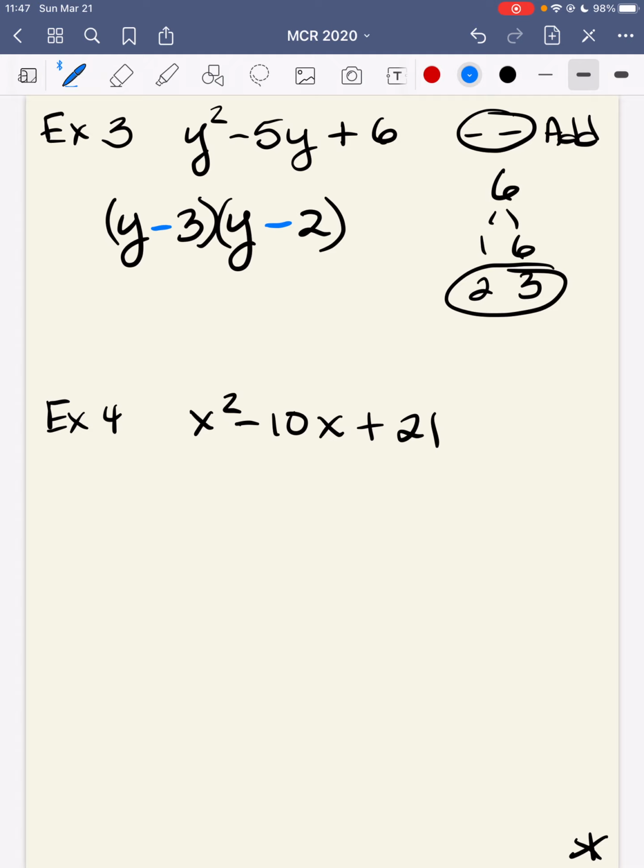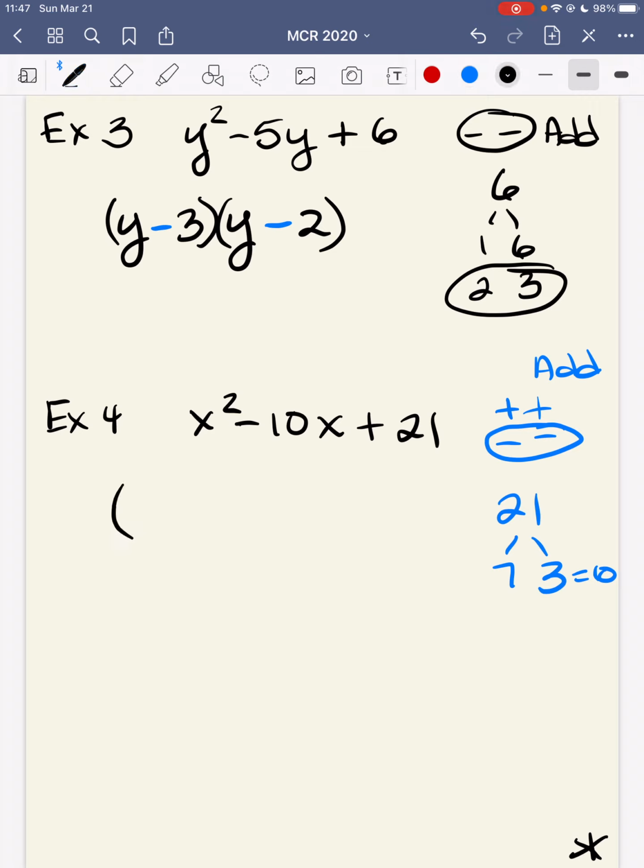All right, example 4, same idea. Our last sign is plus, which means I need to have either 2 pluses or 2 negatives, and I'm adding to get my middle term. I have a negative as my first sign, so I will have 2 minuses. I need factors of 21 that add up to 10. So I have 7 times 3 gives me 21. 7 plus 3 is 10, so that's going to work.